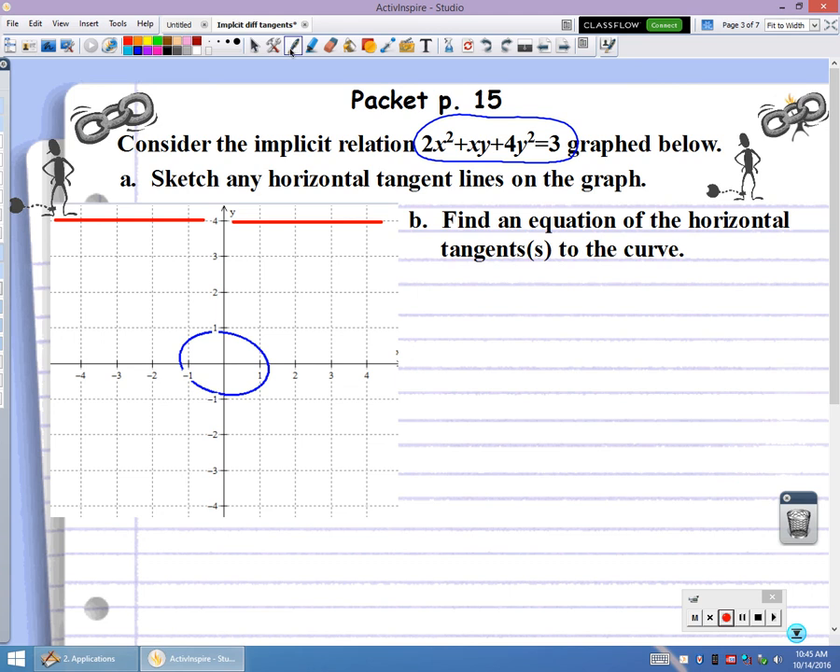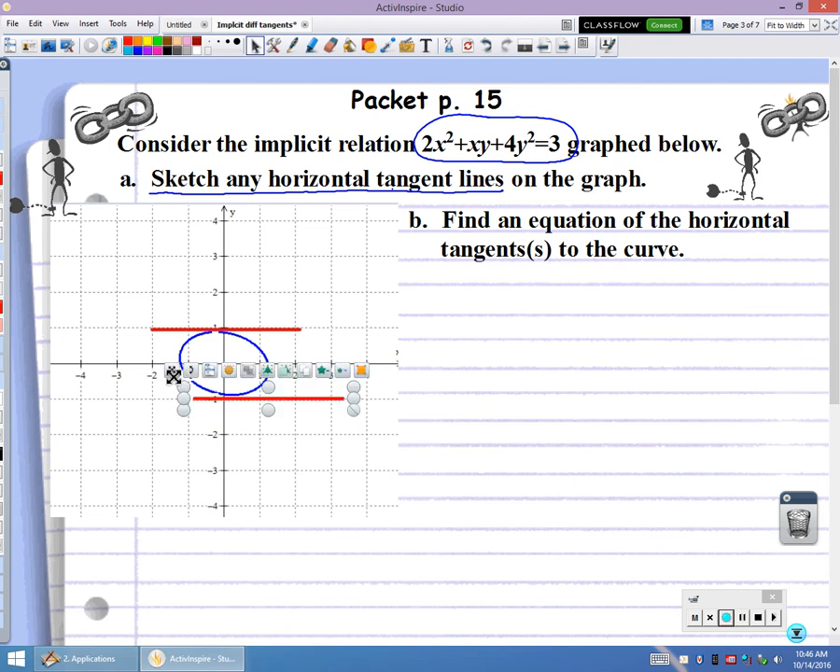Our first job is to sketch any horizontal tangent lines. Now we know that the slope of a horizontal line is 0. So we're looking for places on this ellipse where the slope is 0. And that happens to occur at 2 different places. Here's one horizontal line, and the slope is 0 here. The other horizontal line, the slope is 0 at about here. So we know already that there are 2 places, 2 values of x at which the slope is 0.